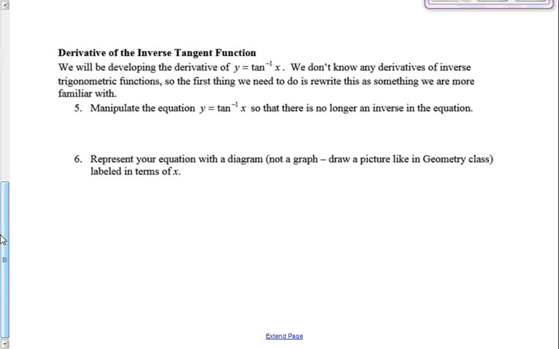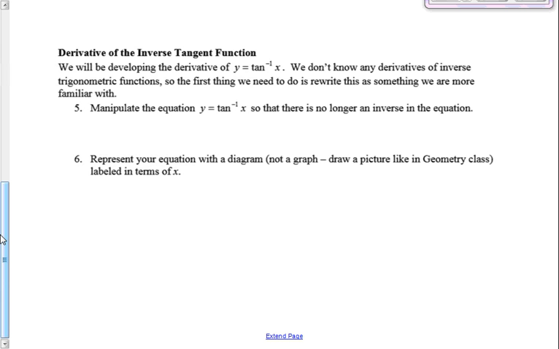So let's look at the derivative of the inverse tangent function. So we're going to walk together through this, and this is how we're going to actually develop what the formula is. In the end, you'll probably want to memorize the formula, but I'm also going to ask that you be able to derive the formula for the derivative as well.